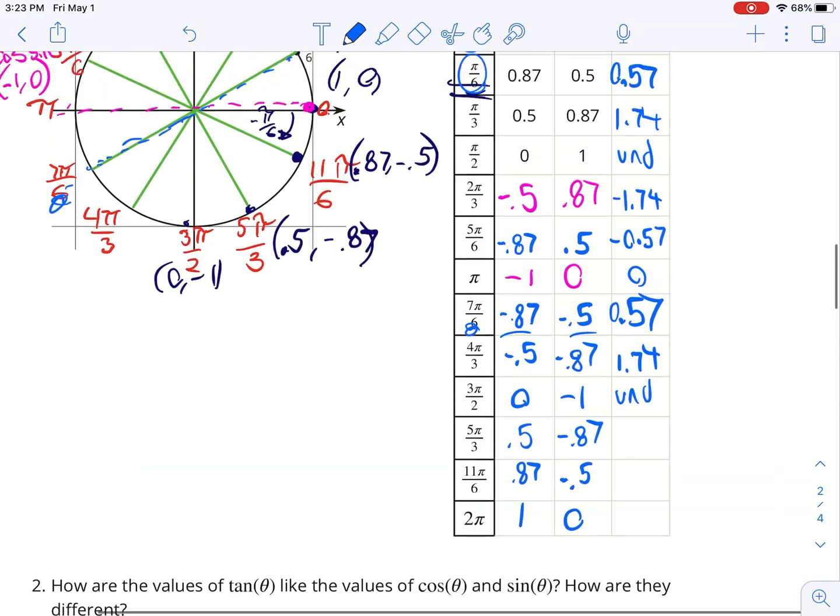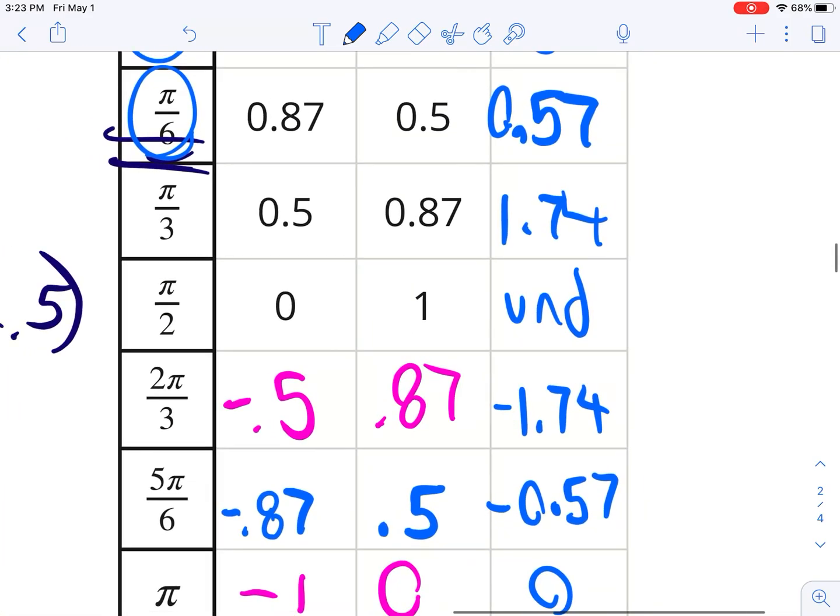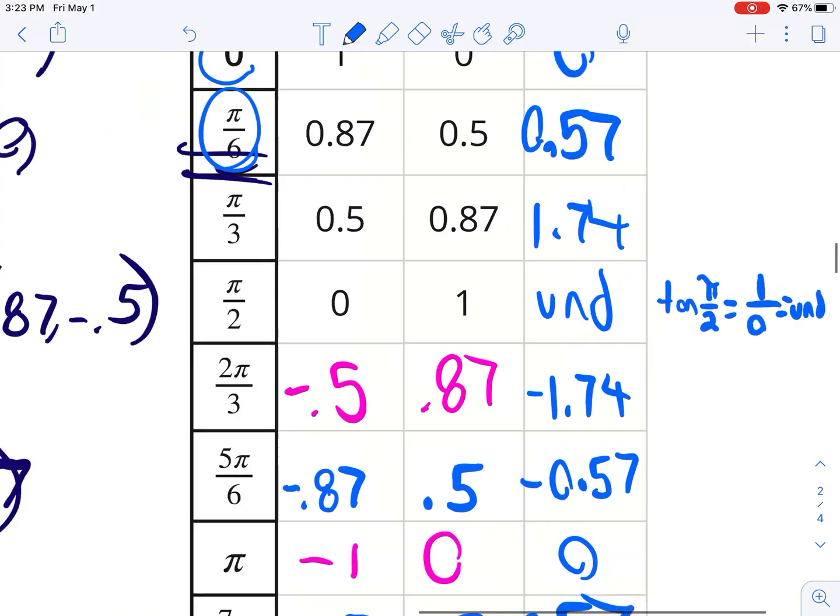So if you recall from our table, if you look at pi over 2, it's undefined. Why is that? Because tangent of pi over 2 is going to give us sine over cosine, or 1 over 0, and you can't divide by 0. So this is undefined. Okay?